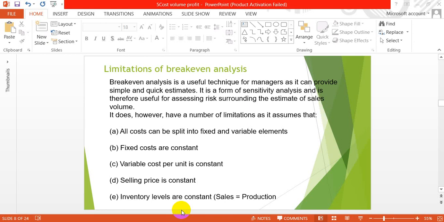The second assumption is that the fixed costs are constant, the variable cost per unit is constant, the selling price as well is constant, and lastly, that inventory levels are constant, meaning whatever has been produced is sold, so your sales is equal to your production, which may not always be the case.